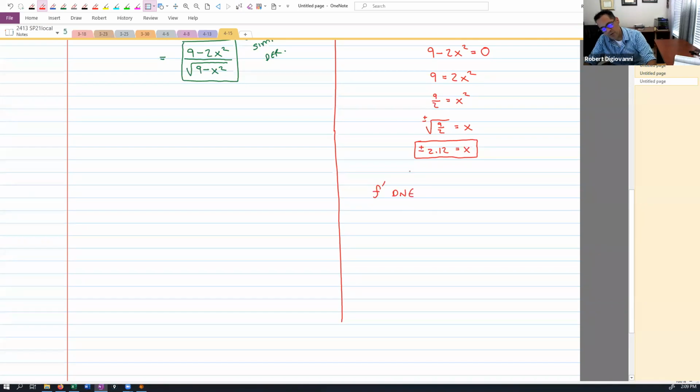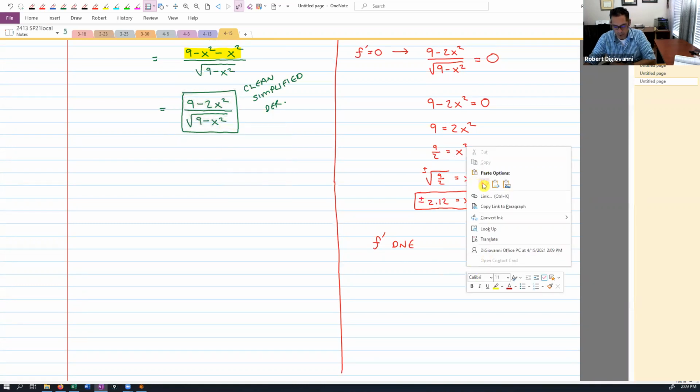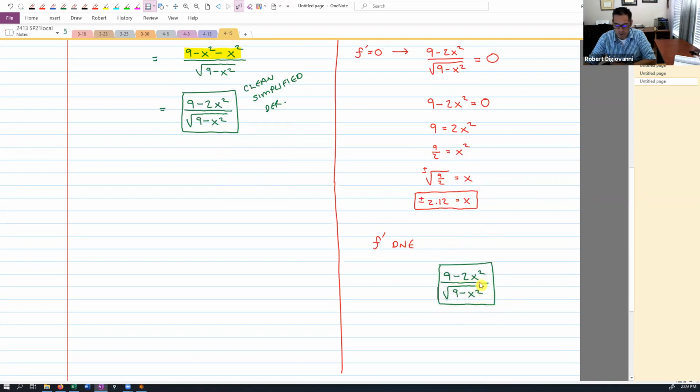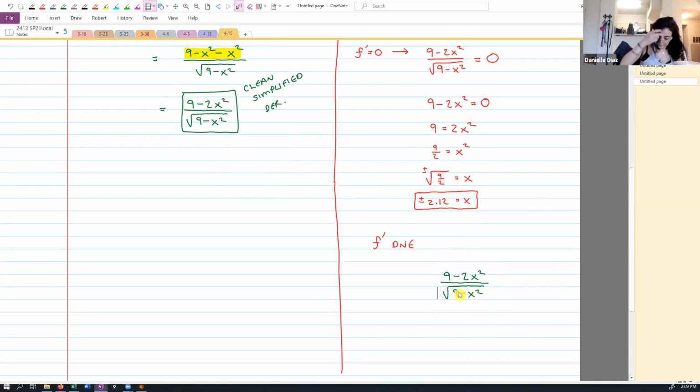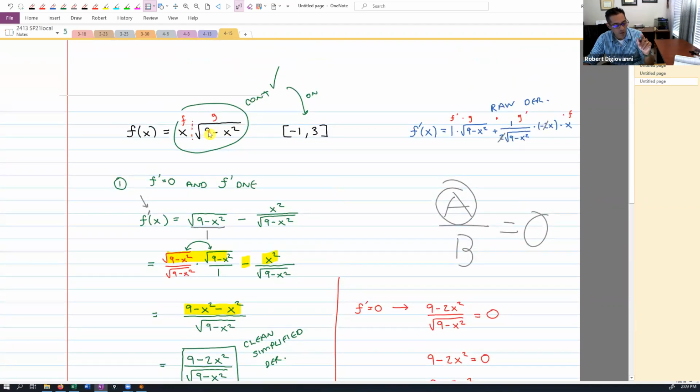Okay, so we need to look at where the derivative doesn't exist now. Okay, so let's go back. Here's our derivative. Is there anywhere where we could have problems here? Well, yeah, I mean, we could get division by 0, couldn't we? Yes. And what about square root of a negative number? That could happen also, but we already know from the original problem that between -1 and 3, we're never going to get a negative under here. So that we're okay with.